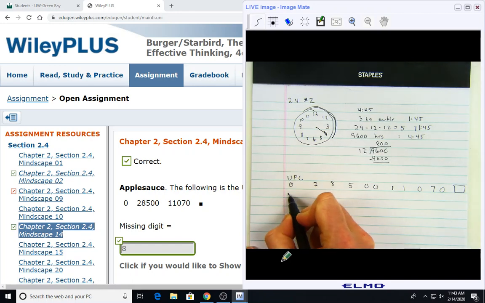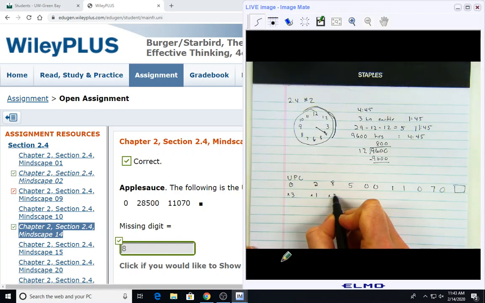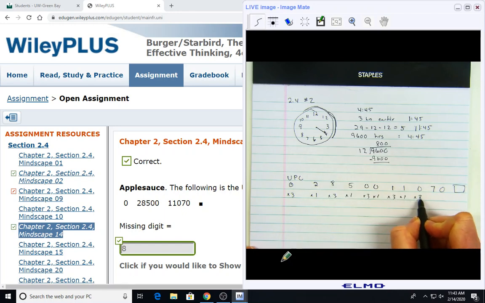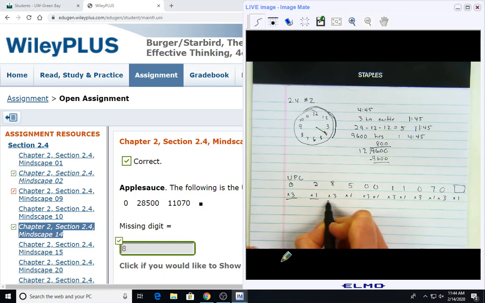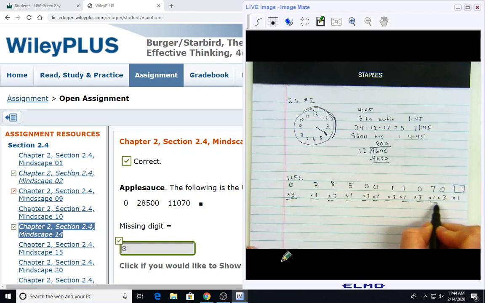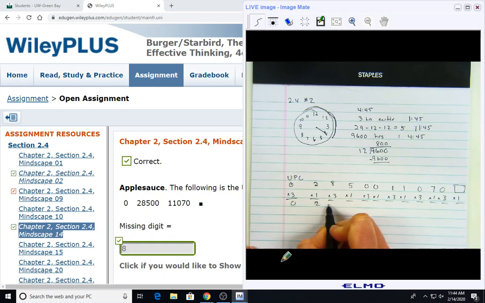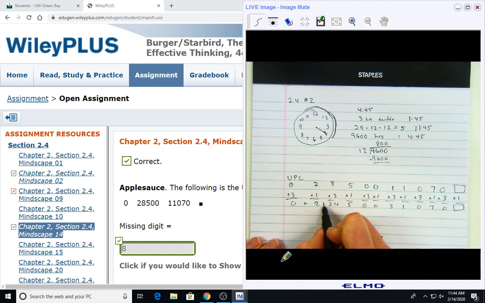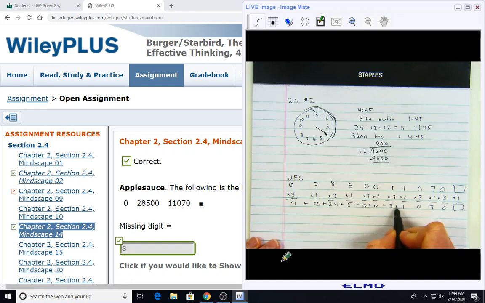So the pattern is to go times 3, times 1, times 3, times 1, times 3, times 1. So multiply each digit by 3 or 1 alternating. The check digit you can think of as times 1. Multiply all of those out and add the results. You're going to have different numbers than me, but the question still is, what do you add here? The way you figure out what you add is that you need to have all these add up to be equivalent to 0 mod 10.